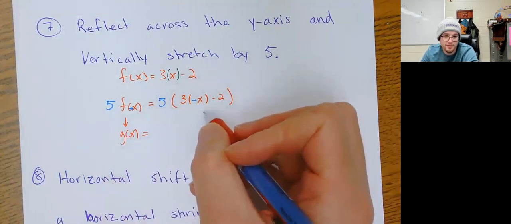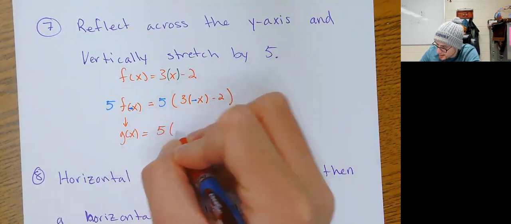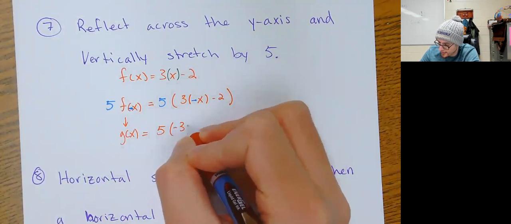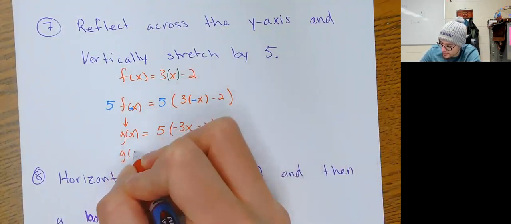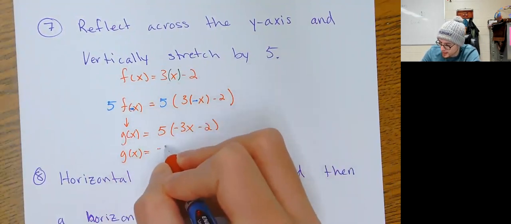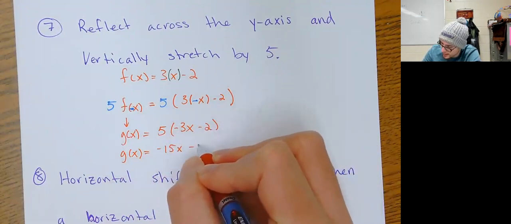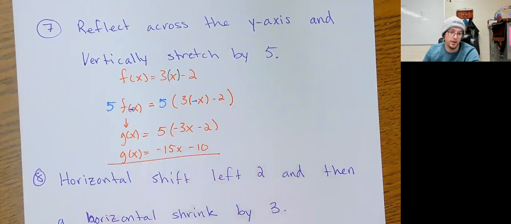Okay, so I'm going to simplify the inside first. So I'm going to leave the 5 on the outside. What is 3 times negative x? Well, that's just negative 3x. Okay, now we can distribute the 5. What's 5 times negative 3x? Well, that's negative 15x. What's 5 times negative 2? Well, that's negative 10. Done.